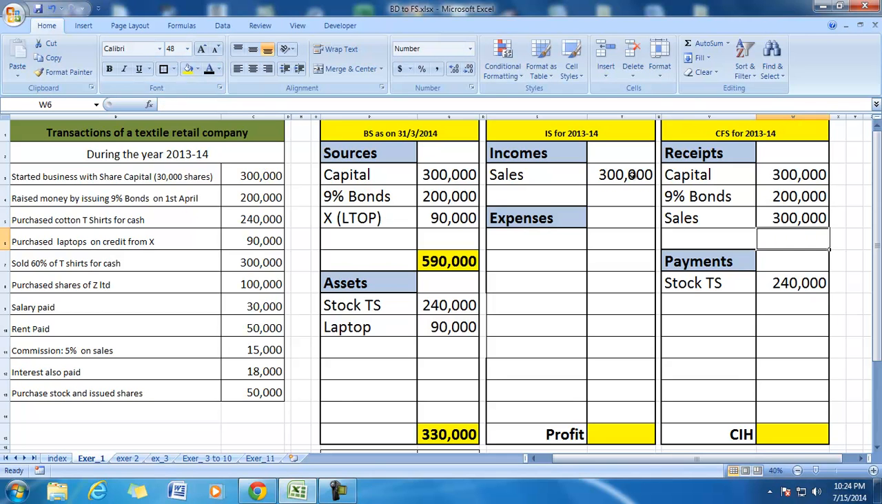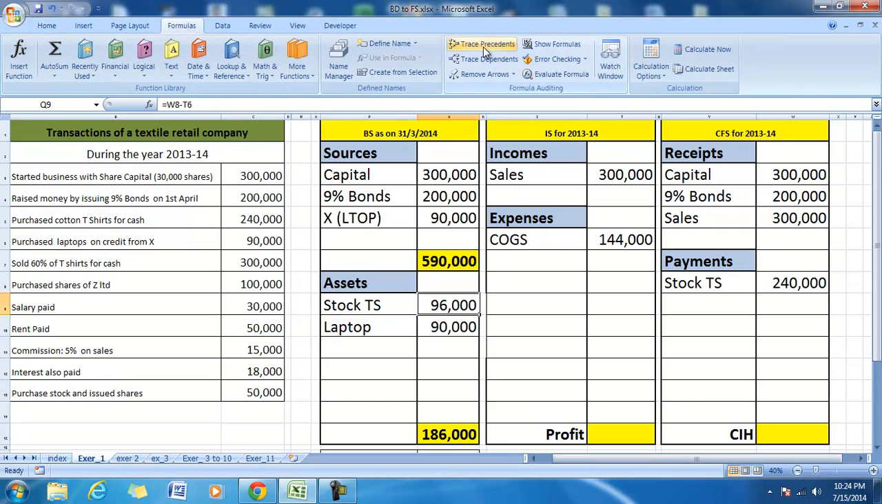And by using the matching principle, whenever there is a sale, there has to be cost of goods sold, and 60% of the stock available has been sold. So 60% of the stock converted to expense. As a result, the stock will reduce to the extent of 144,000. Let us see this 96,000 once again. There was a stock of 240,000. There is a stock of 96,000. So 144,000 of stock has become an expense.